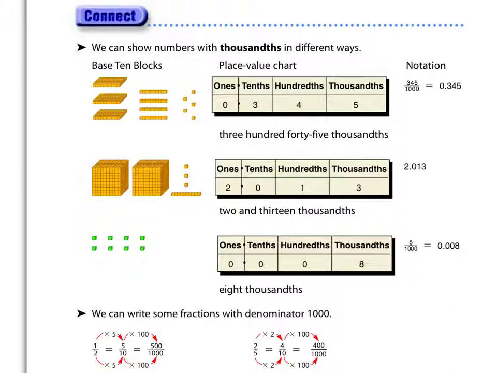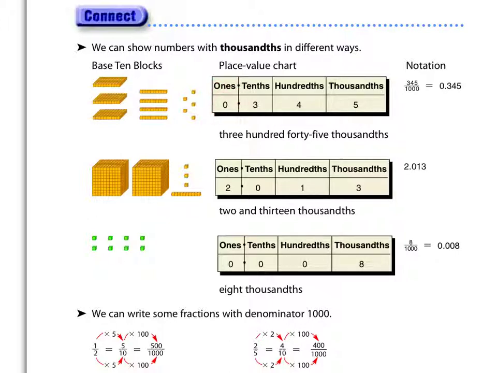We can show numbers with thousandths in different ways. Again, we could show them in base 10 blocks. That gets quite difficult with thousandths because you have to draw the cubes. So, for example, here we have 3/10ths, 4/100ths, and 5/1,000ths to represent this decimal number, which would be said as 345 thousandths on a place value chart.